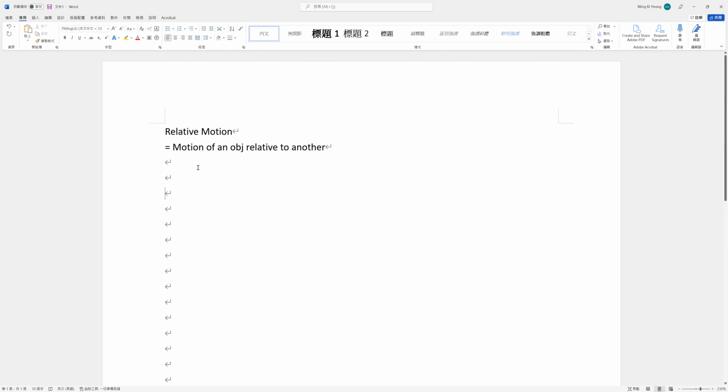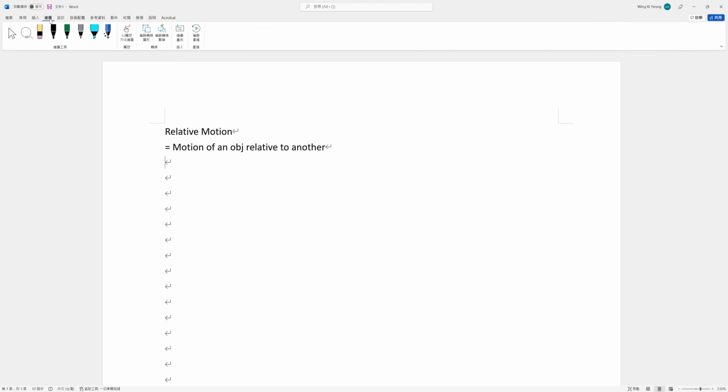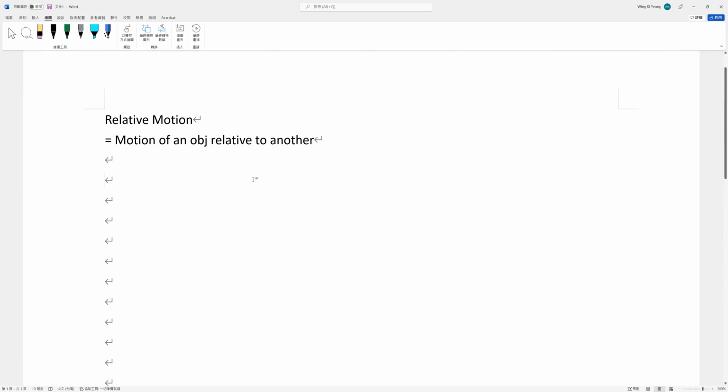Just like if two objects are chasing each other, if you consider the motion of one object relative to another object, that means you consider the other object being at rest. Then the motion seems easier because you're not going to deal with the motion of two objects, you're just dealing with the motion of one object only. Now, first of all, let's take a look at the formulas that we need for this chapter.